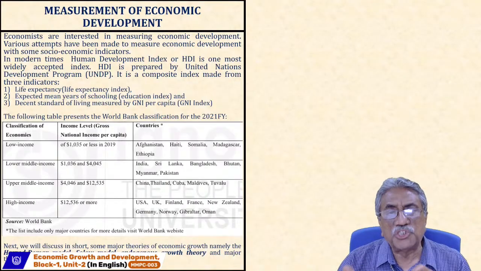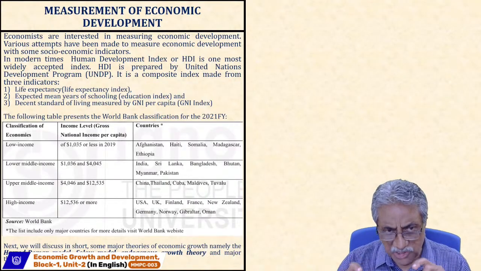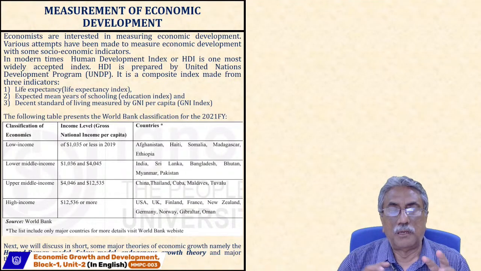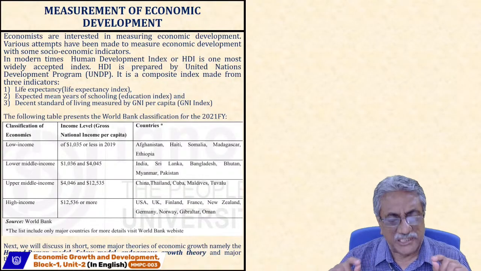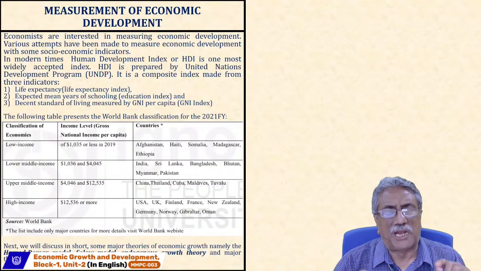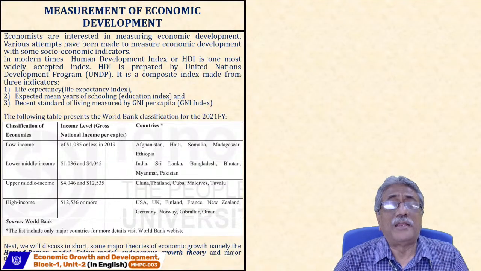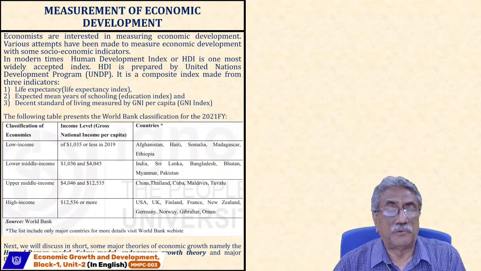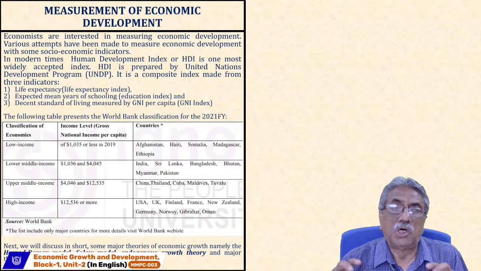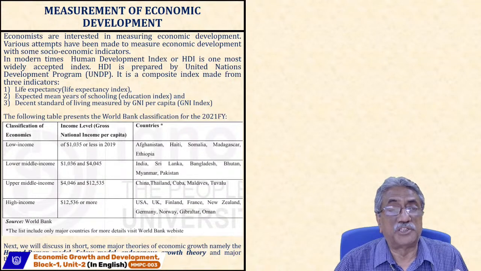It is a composite index in which three parameters are taken. One is life expectancy. That means the child who is born, the boy or child will grow, whether they will survive 5 years or not, or they will die before that because of malnutrition or poor living condition and etc.